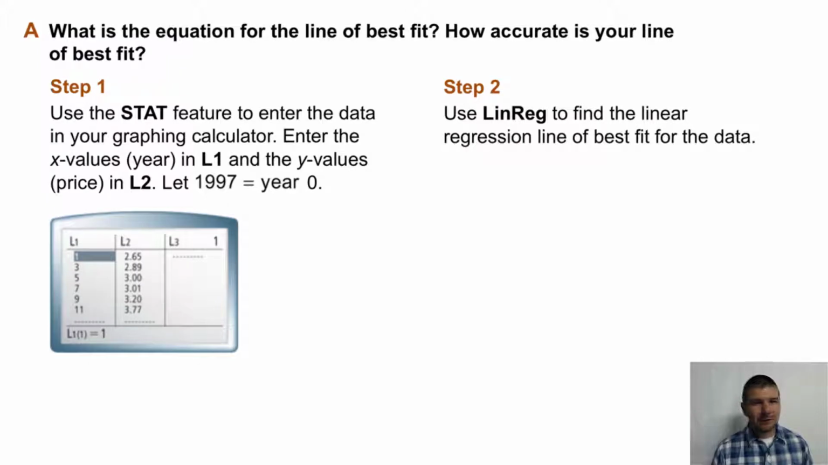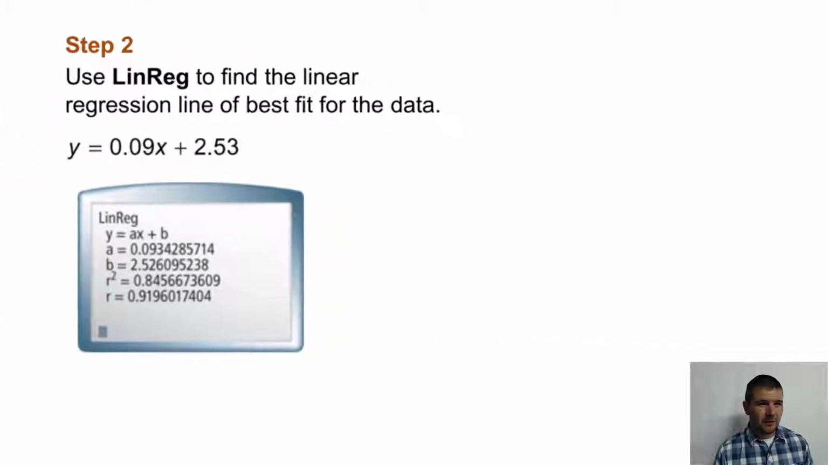Step 2, we'll use Linreg to find the linear regression line of best fit for the data. y equals 0.09x plus 2.53. And that was derived from the screen below. If we focus, we can see that the Linreg function on the calculator provided for us a sample of the form of the equation, y equals ax plus b, so slope-intercept form, and then below that provided values of a and b to create the equation of the line of best fit.